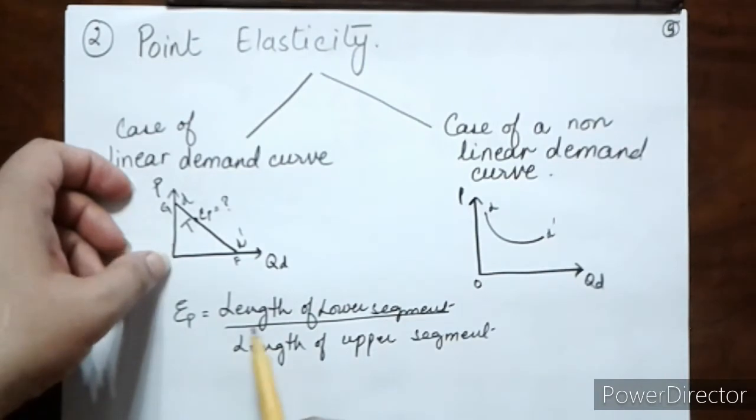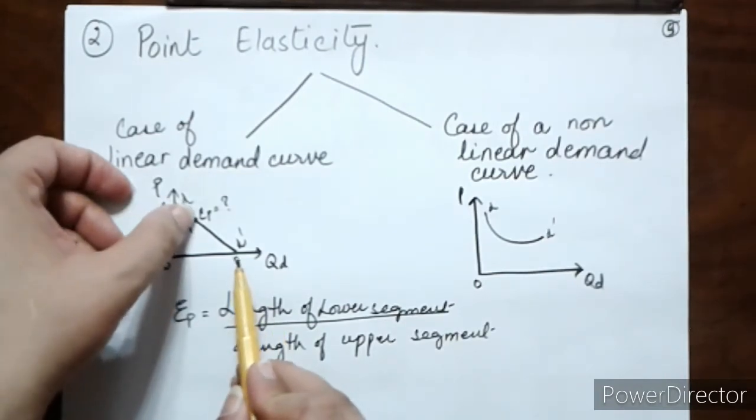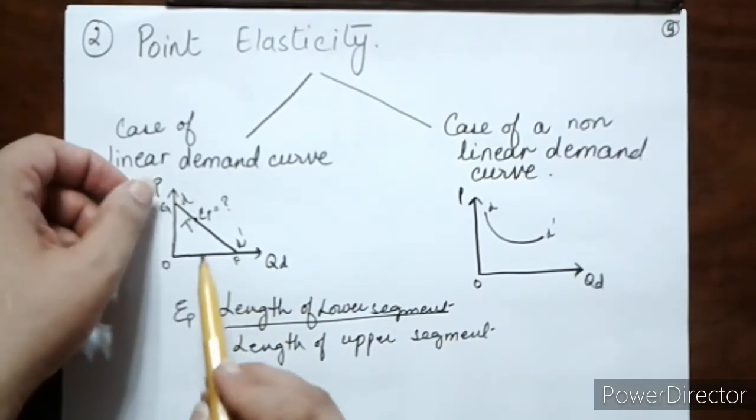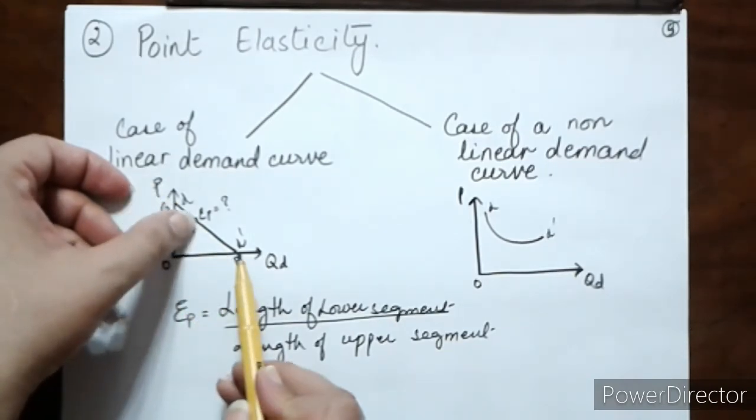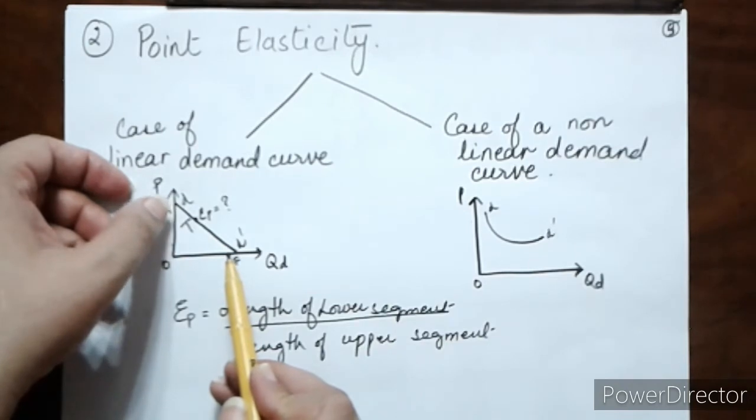Okay, now what is my lower segment? My lower segment is TF. What is my upper segment? My upper segment is GT. So I'll simply take my ruler, measure the sizes in centimeters and write it.